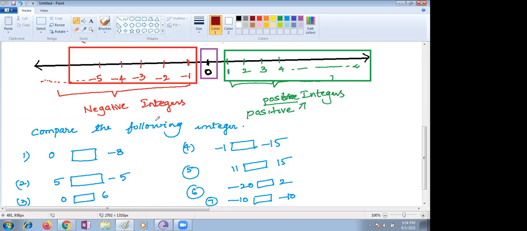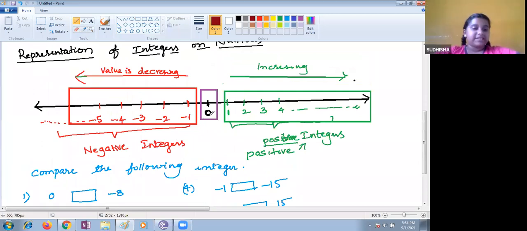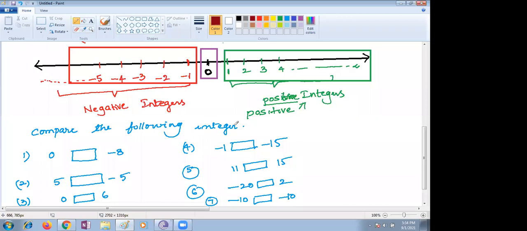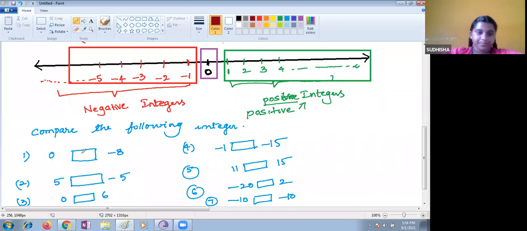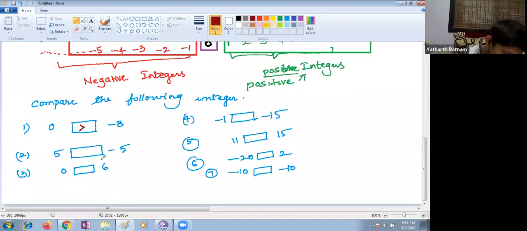-8. You see on the number line, if you go towards the left side, the value is decreasing. So on the number line, which one is greater, 0 or -8? 0 is greater. If you tell wrong, I will give many questions for you students. Next question to Lohini.